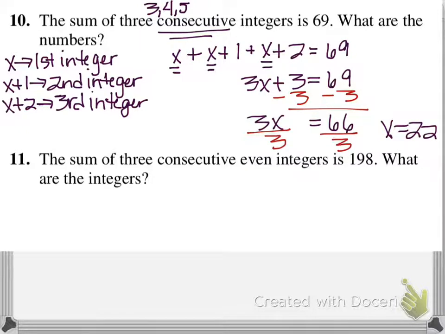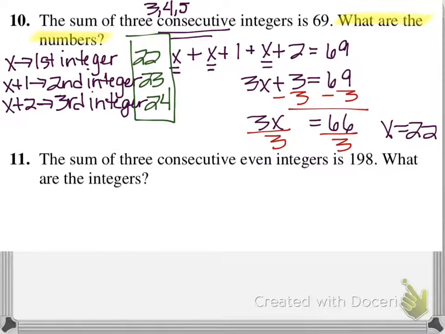So make sure you go back and answer the question. It says, what are the numbers? So what are the numbers? Well, the first one is 22, which means the next one's 23, and the one after that must be 24. So there's your 3 answers, and those should total 69, and they do.